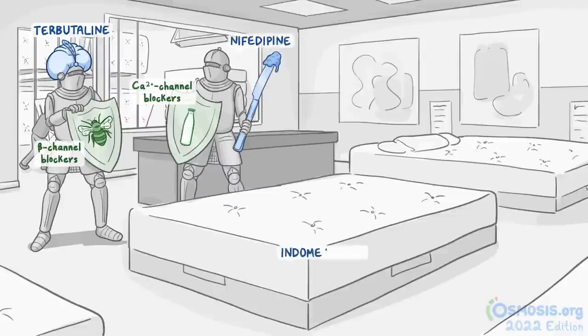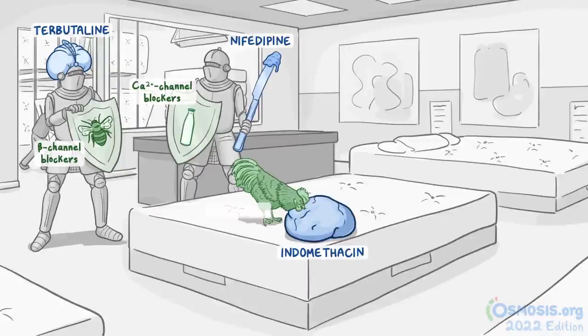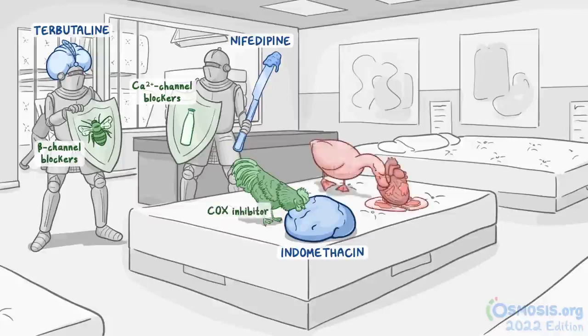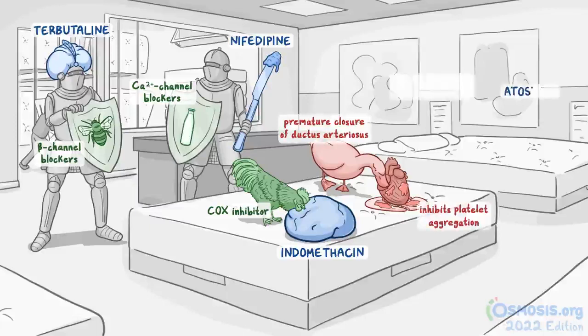Okay, for indomethacin, someone left a big lump of dough on a mattress. A rooster is pecking at it to help remind you that this is a cyclooxygenase inhibitor. Also on the bed, there's a duck pecking at a bleeding heart on a broken plate. This will help remind you that indomethacin can cause the premature closure of the ductus arteriosus, and it inhibits platelet aggregation. The final drug is atosiban, an oxytocin receptor antagonist.